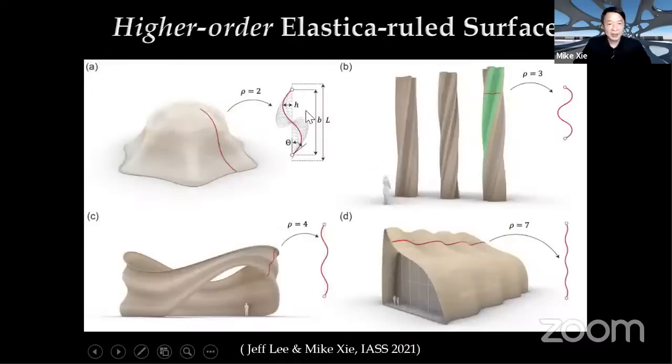And we can also use high order elastic ruling curves. So this is the second order. It curved twice here, and this is the third order. And by using high order elastica ruled surfaces, we can generate even more interesting shapes. So to finish, I will show you a short movie about our current work on what we call elastica ruled surface.